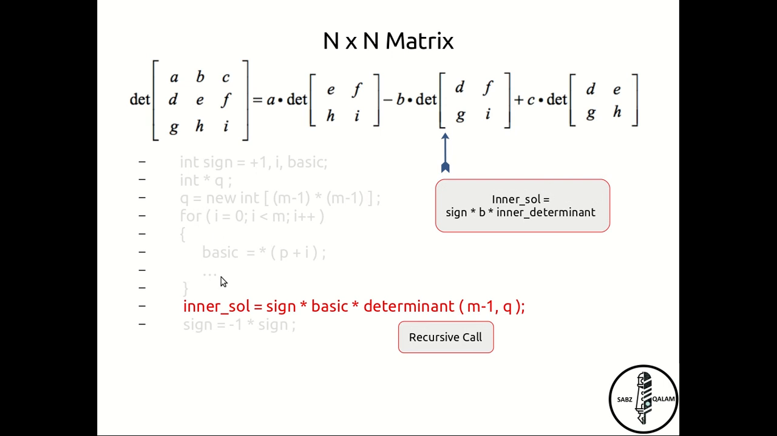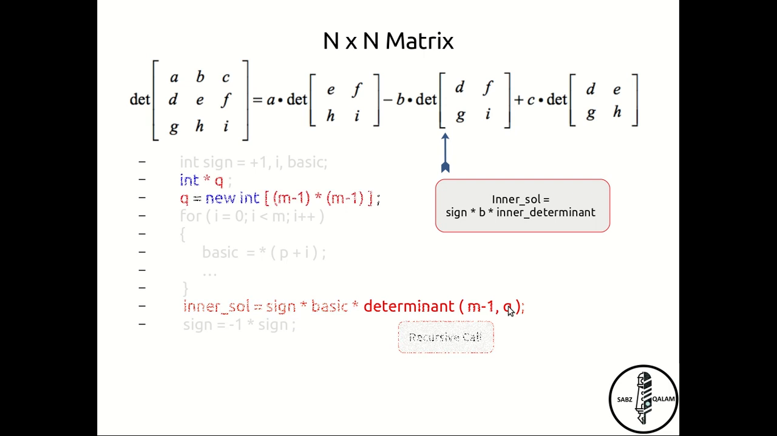Here is the program again, I'm referring to this as the inner solution, where we are multiplying the sign times basic times the determinant, and that's where the recursive call takes place, because you're passing in a smaller matrix. So if it was a 3x3 matrix, you're passing in 2x2 matrices, so the size of the dimension gets reduced by 1, and then you're passing a new matrix Q, right? You're not passing this matrix, you're passing different matrices. So you have to figure out a way how to initialize this new matrix Q.